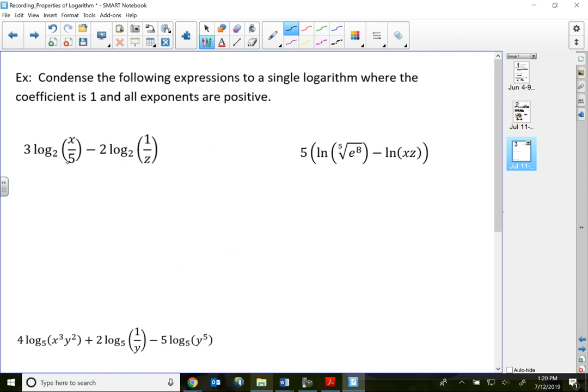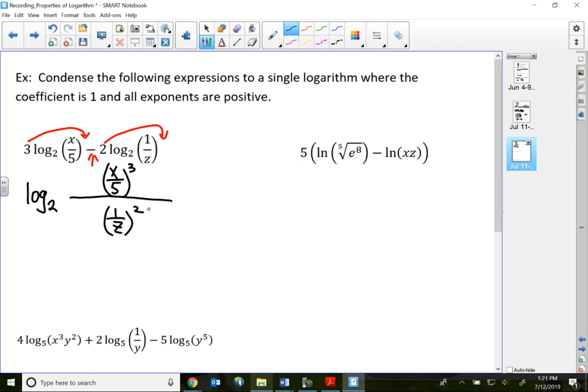All right. So this is two terms with one subtracting sign. So that will become division. So these guys will be on the top. These will be in the bottom. So let's go ahead and bring the exponent back to the top. All right, single logarithm. So that will be log with the base 2 of, okay, all right, so these guys will be on the top. So that will be x over 5 to the third, okay, divided by, or to subtract, 1 over z squared.